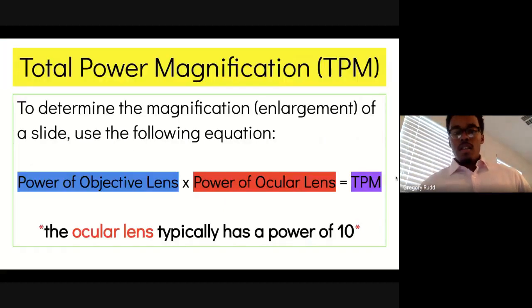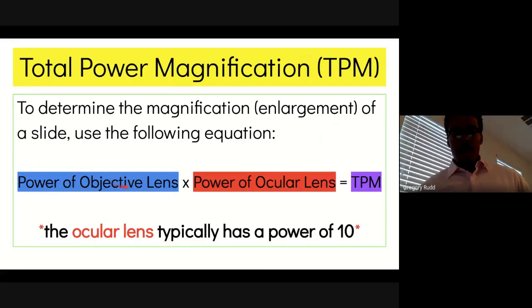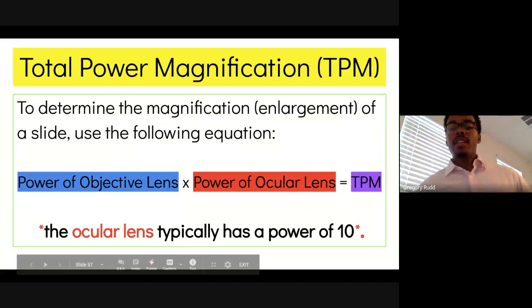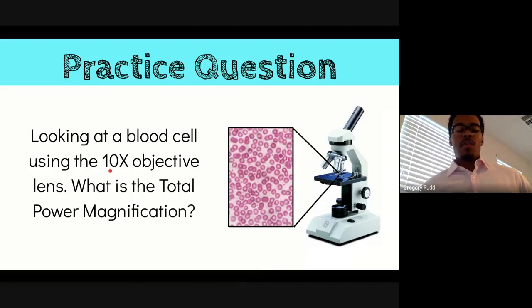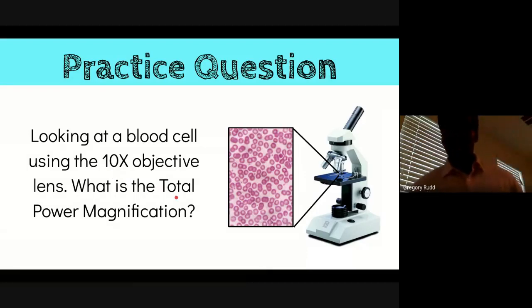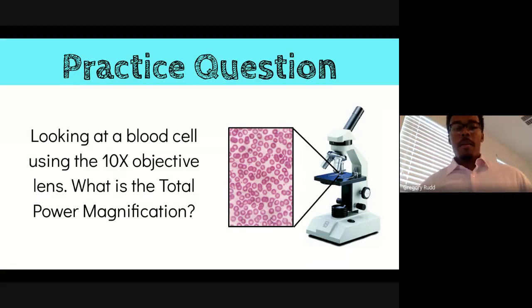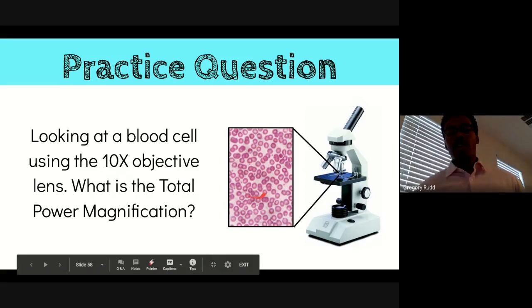Based on this equation right here, very simple equation, take the power of the objective lens times the power of the ocular lens. And the ocular lens almost always has a power of 10. So in this case, the objective lens also has a power of 10. So what would be the TPM? 100. Thank you. It's just 100. We just do 10 times 10. So pretty simple there. All right, so this is what your red blood cells would look like at a magnification of 100 times.